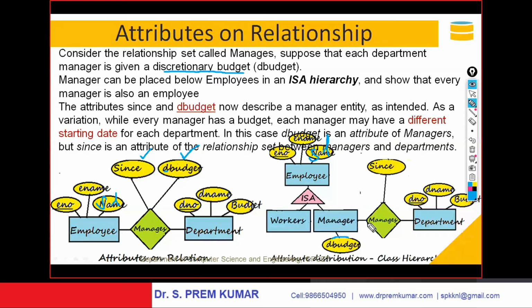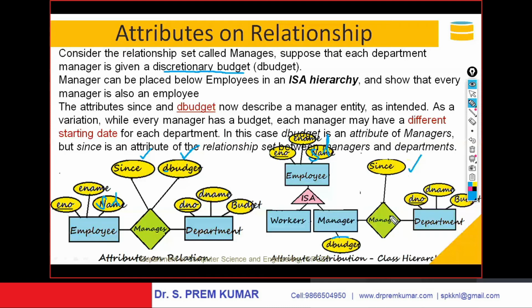Every department has a department number, department name and budget. And for this department, from so and so date, they need to spend the budget. The budget is allotted to managers. The budget is handed over to the manager. That is, the discretionary budget is handed out to the manager. And for the department, they need to spend it since so and so date.